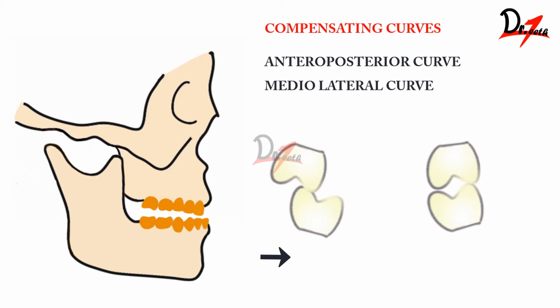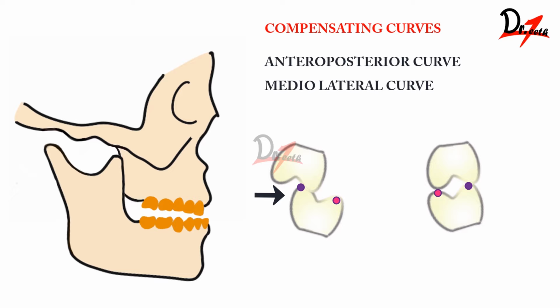So if we have the tooth arranged in such a way that both the buccal cusps of the left side and the right side are higher and the lingual cusps are a little lower, there will be contact on both the working side and the balancing side in the lateral movement. So that is how the mediolateral curve maintains the balance when we are doing side to side movement.